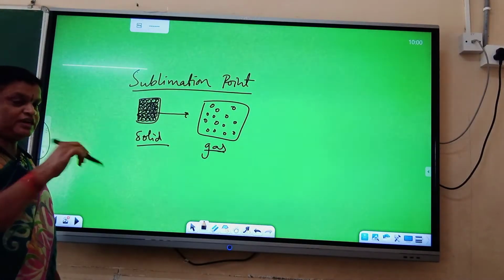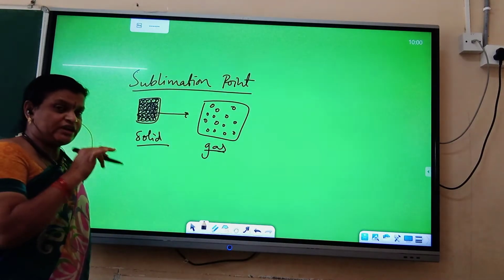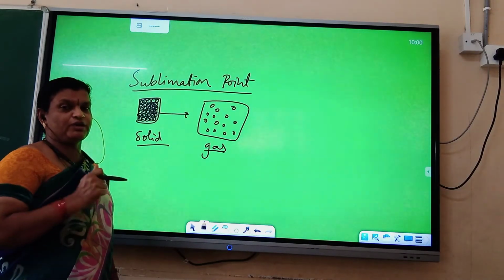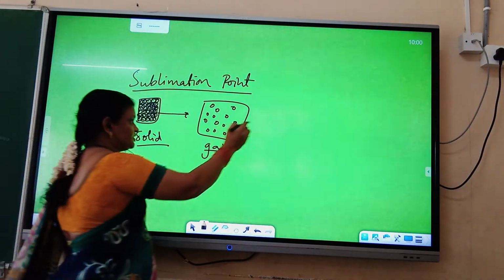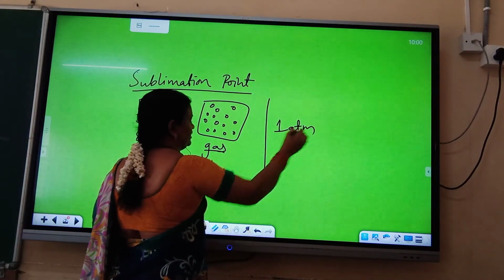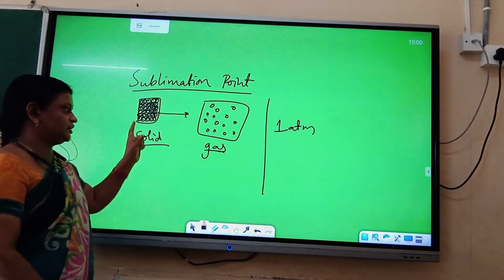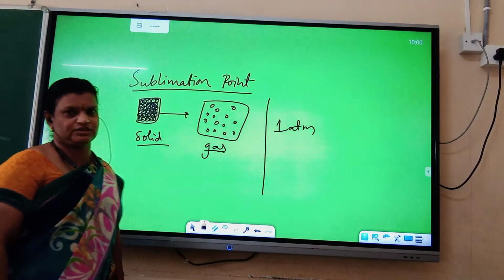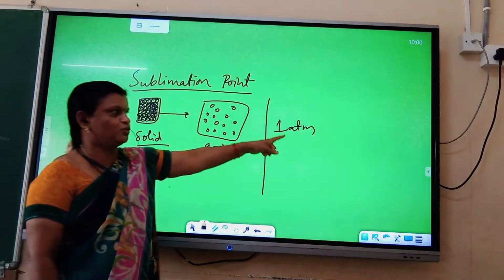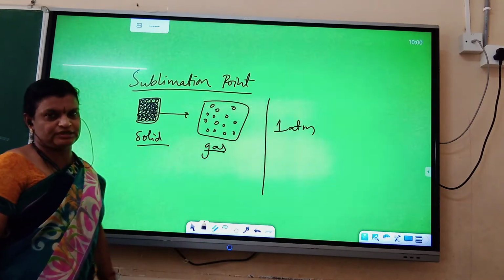Saturation. When will it convert into gaseous state? At sublimation point. What does it mean? Sublimation means conversion into gaseous state. But when? Condition: outside atmospheric pressure, if it is 1 atmosphere, then this gaseous state also should have 1 atmosphere. Only in that particular condition, solid will convert into gaseous state. If it is less, easily it will come. If it is more, easily we cannot convert, we have to provide more amount of temperature.